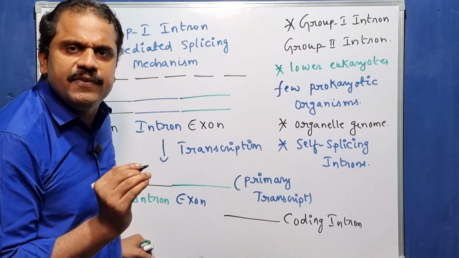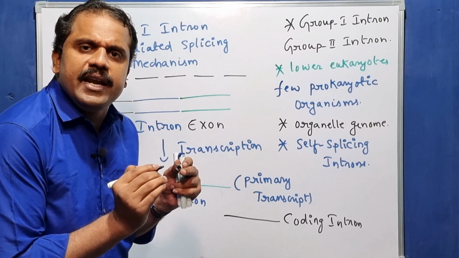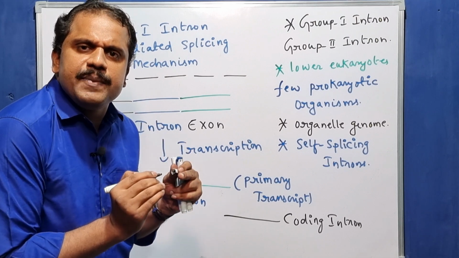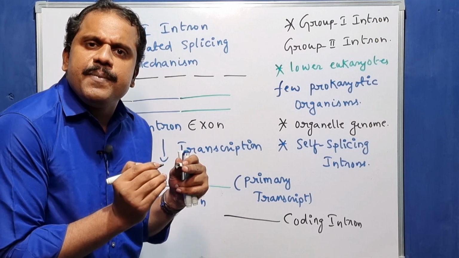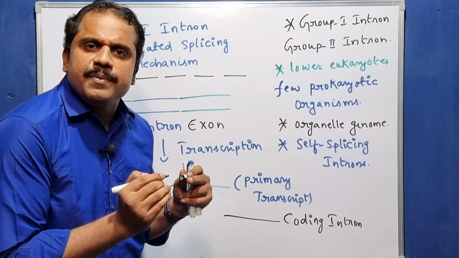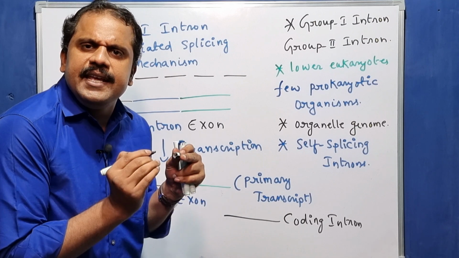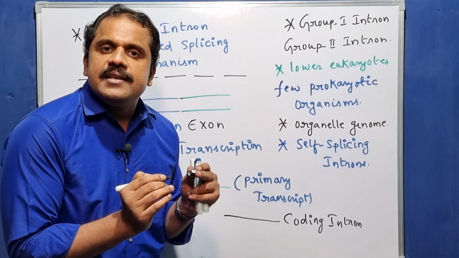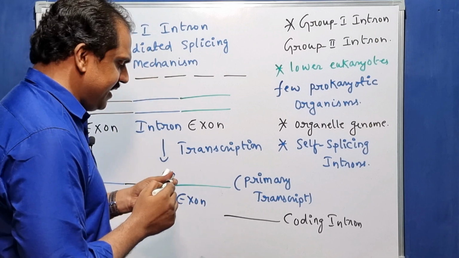Now the specific coding intron participates in the translation mechanism. Is it clear? So once the coding intron which consists of an open reading frame participates in the translation process, it leads to the formation of certain enzymes or certain proteins. And here these enzymes and proteins are nothing but what? Endonuclease as well as maturase. Is it clear? So let me write it here.